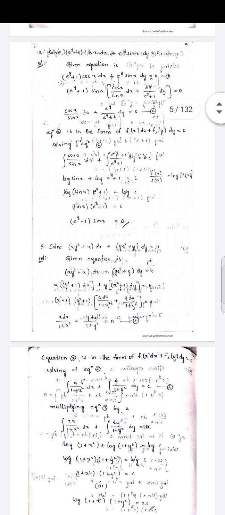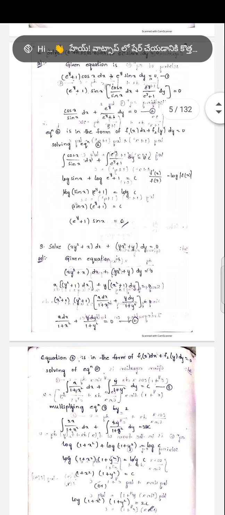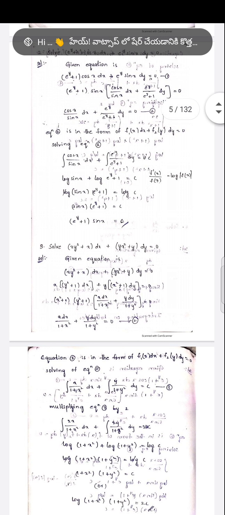So first, the given equation is of the form M dx + N dy = 0. This is equation 1. Equation 2 can be written as f1(x) dx + f2(y) dy = 0.